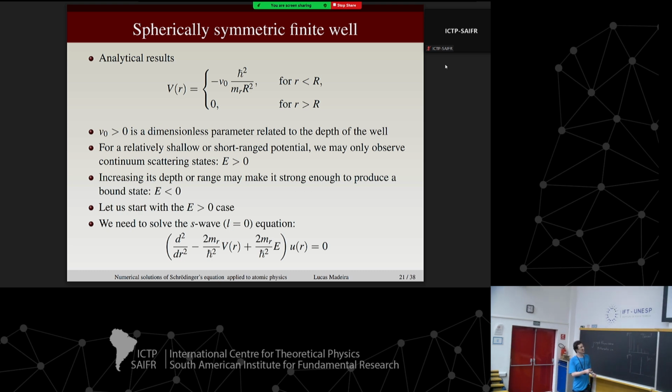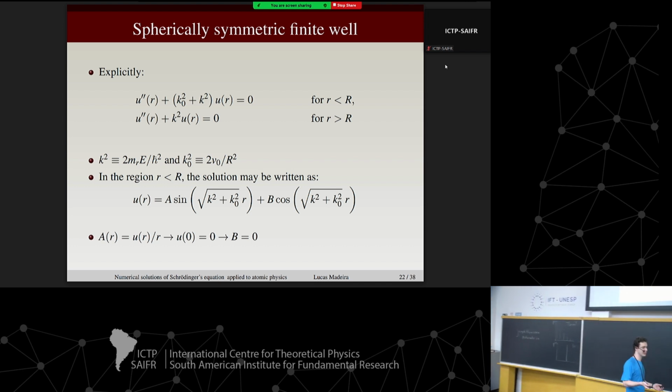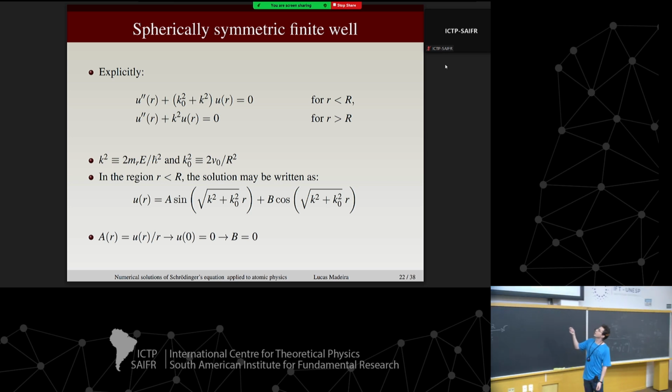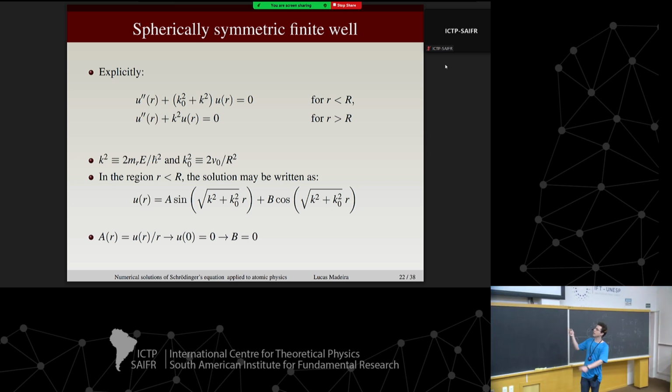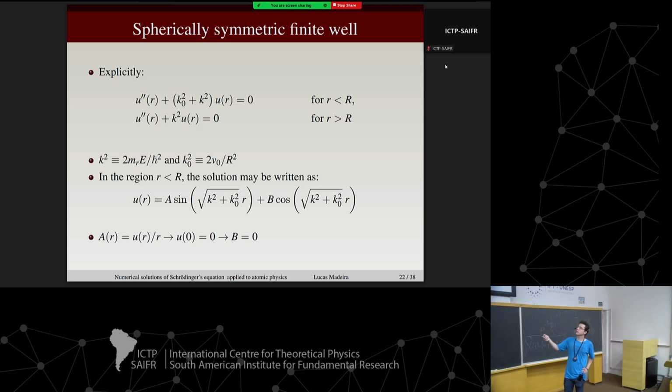Okay. So this is the equation that we want to solve. And this V here has two different forms inside or outside the range of the potential. So if I write down explicitly the two cases, for the region inside of the well, where I have this constant potential, I have this equation here, and outside of the well, I have V equals 0. So I have a free particle type of equation.